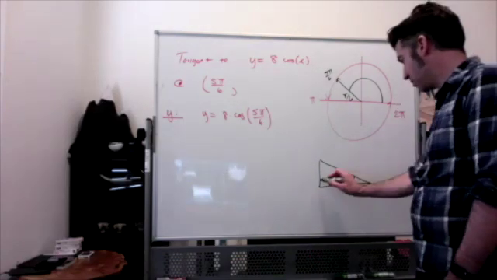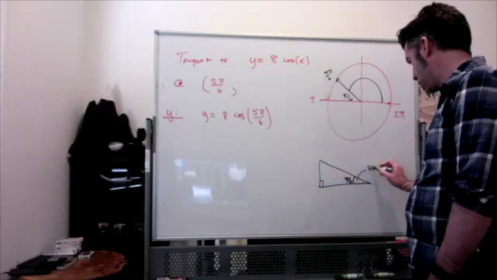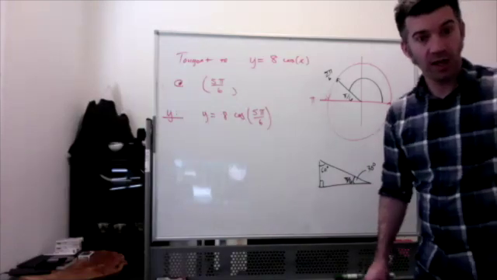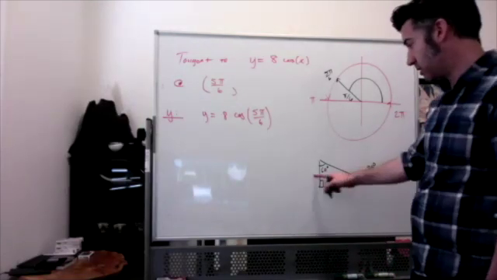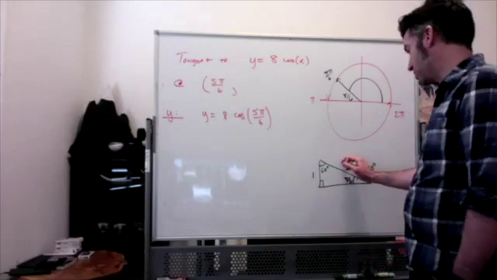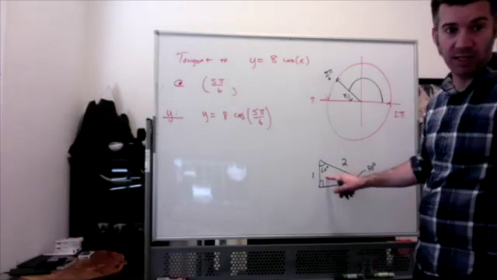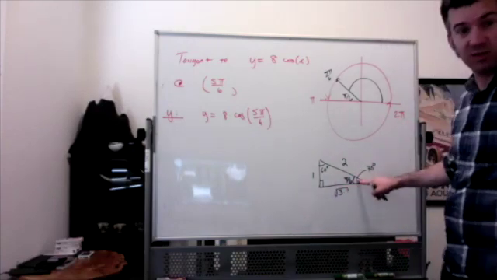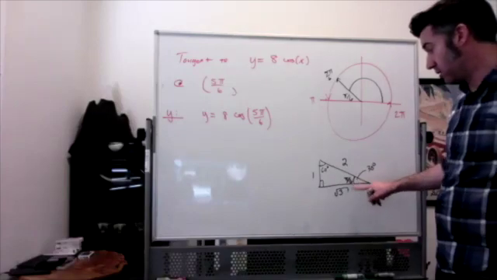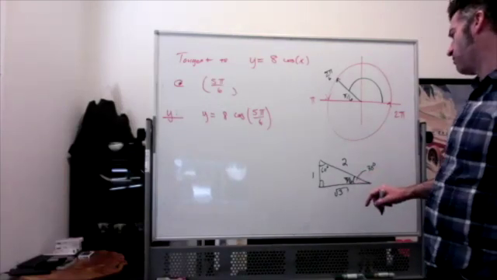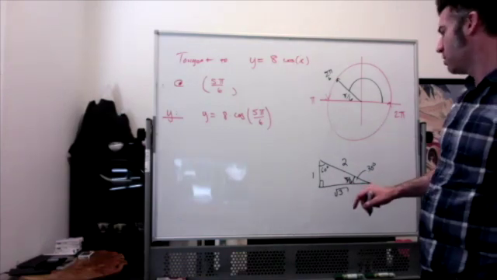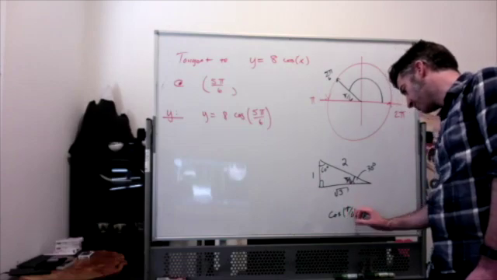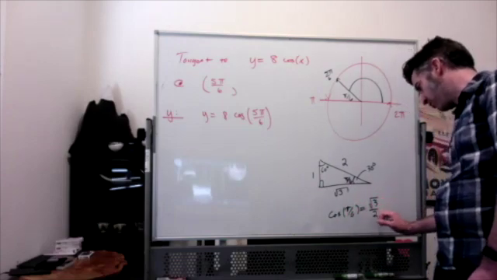So this is a 30-60-90 right triangle. And we know for a 30-60-90 right triangle, the smallest side is 1, the hypotenuse is 2, and the medium side, which is opposite the medium angle, is the square root of 3. So the cosine of pi over 6, which is adjacent over hypotenuse, is root 3 over 2. I feel like I've made a mistake here. No, maybe not, I didn't. So yes, cosine of pi over 6 is the square root of 3 over 2.